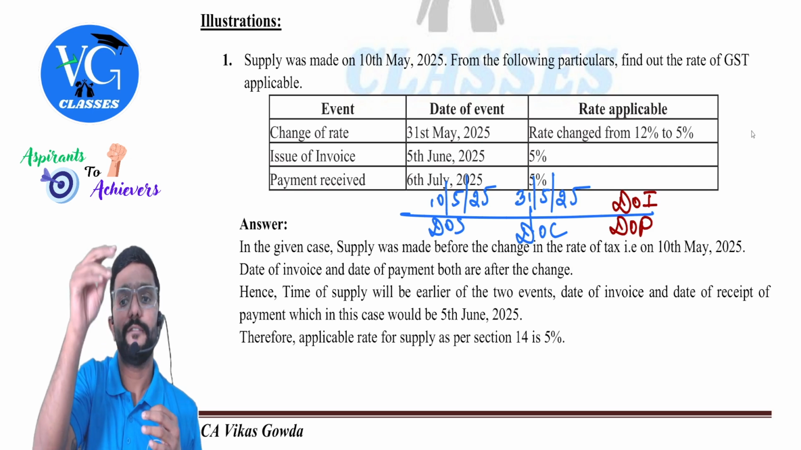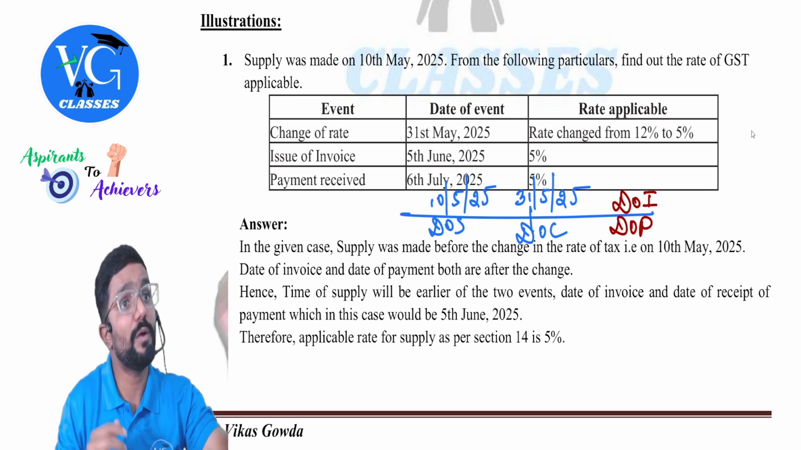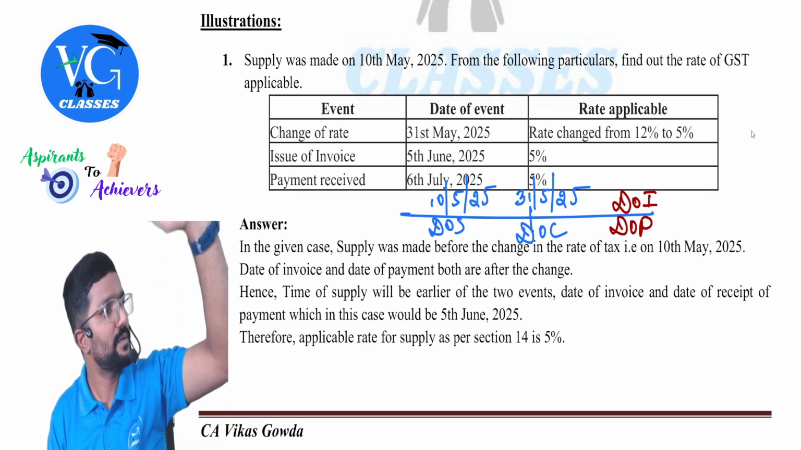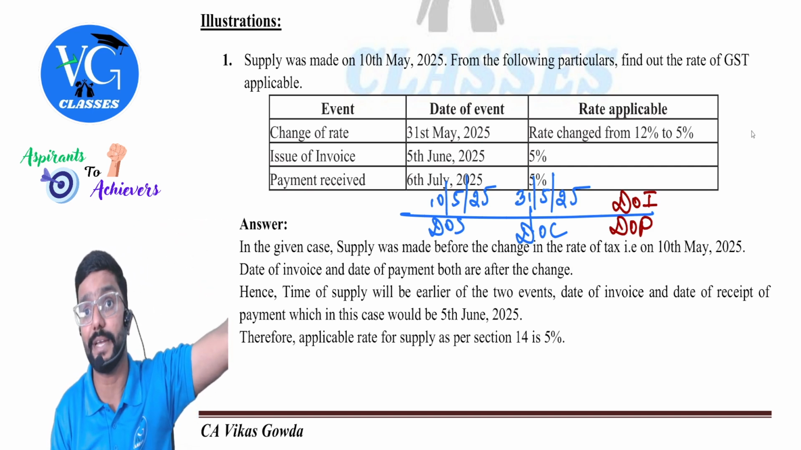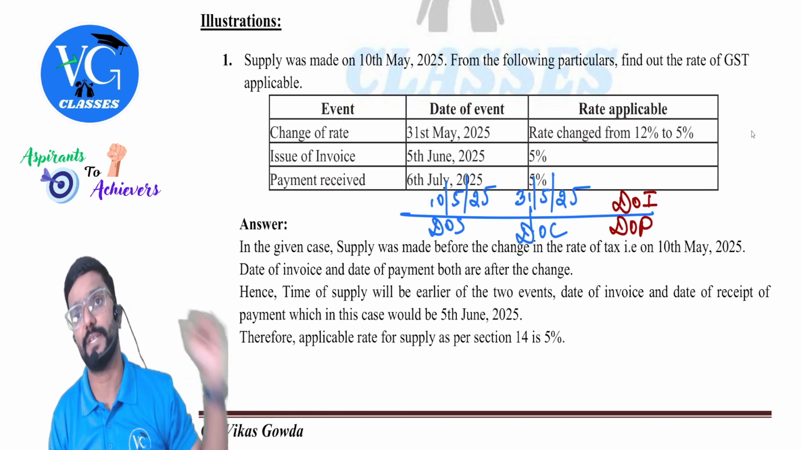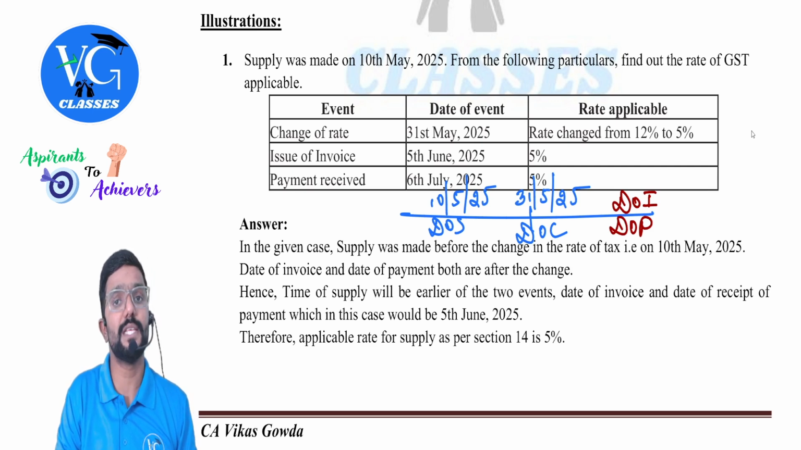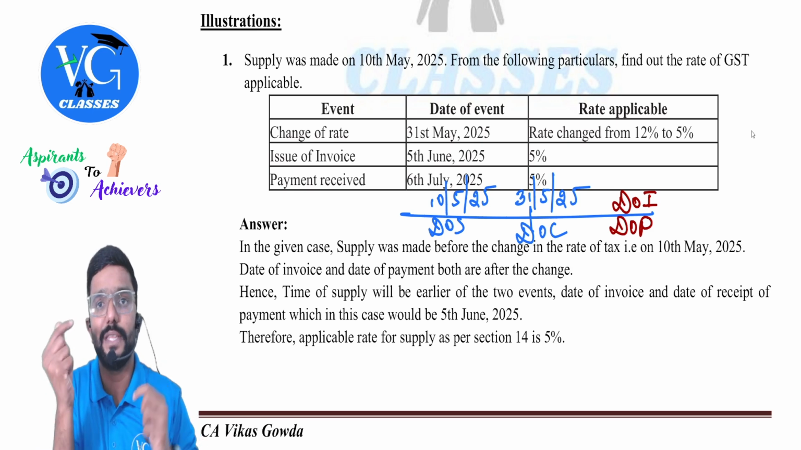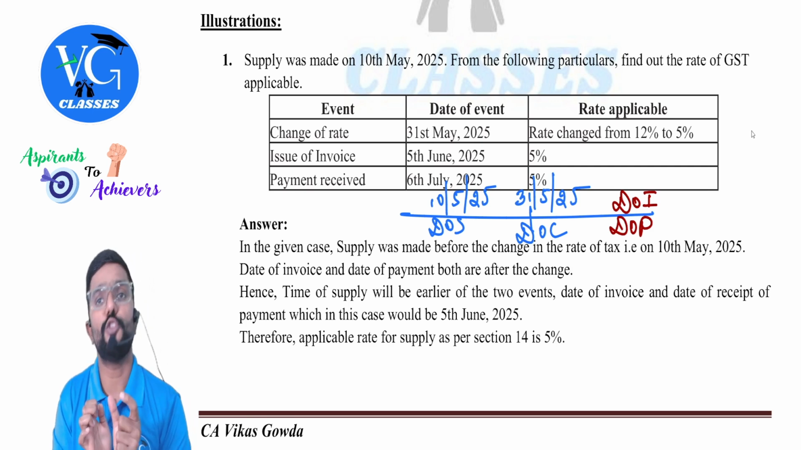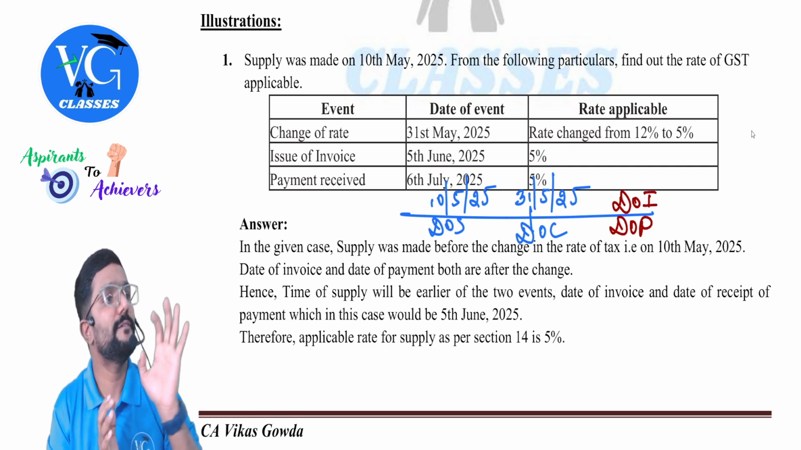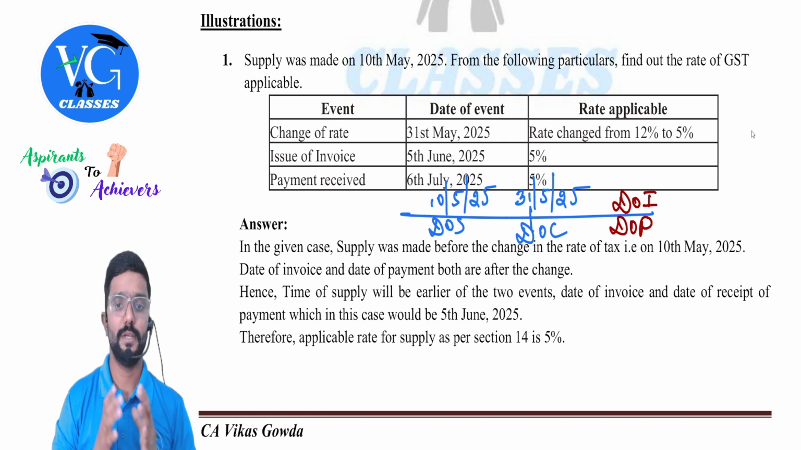On 5th June, what is the rate? 5% or 12%? 5%. So on this supply, which happened on 10th May, what is the rate applicable? 5%. Even though supply happened before the change, when the rate was 12%, the applicable rate is 5%. Therefore, the applicable rate for supply as per section 14 is 5%. That is the rate on the date of time of supply. What is the date of time of supply? 5th June. On that day, the rate was 5%. That will be applicable.